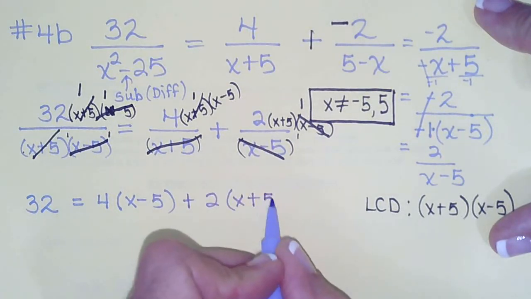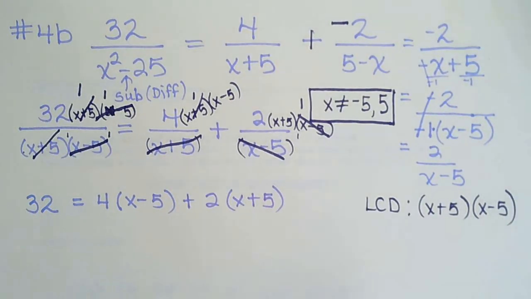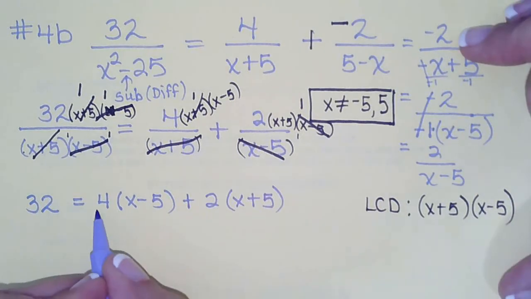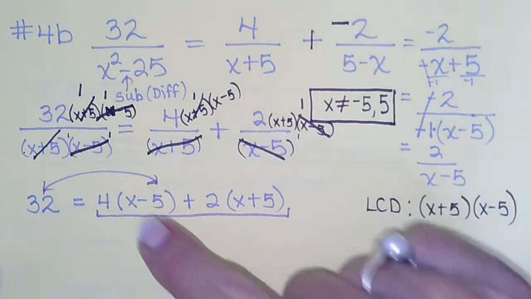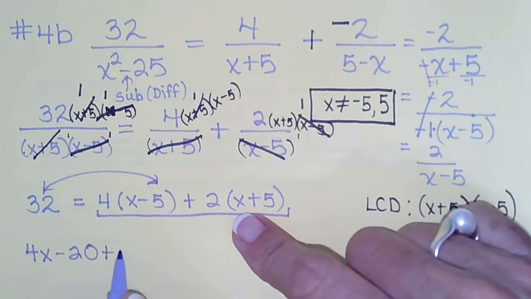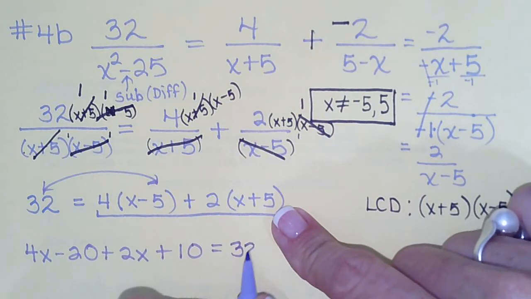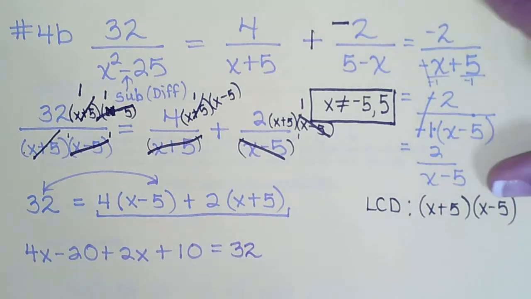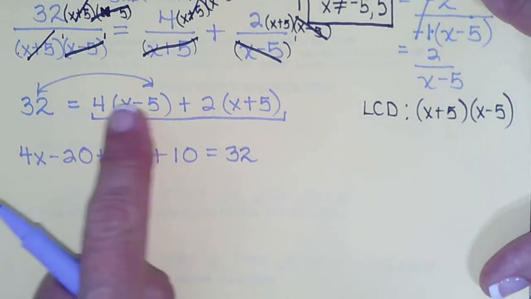So look at that easy little equation we have to solve. Distribute, combine like terms, solve for x. I'm going to put this side on the other side just because I like my x's on the left, so I'm going to write 4x minus 20 plus 2x plus 10 equals 32. I see students make so many mistakes when they leave their equations backwards, so I'm just like a lunatic about it now. I want all the x's on the left because that raises your chance of getting it correct.